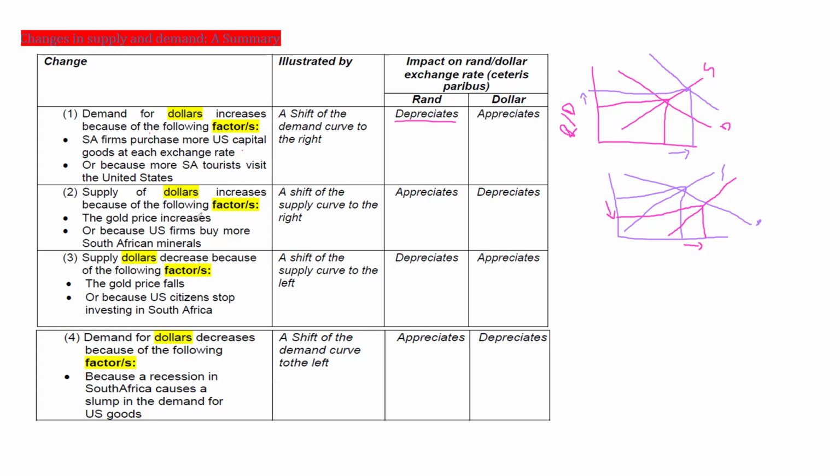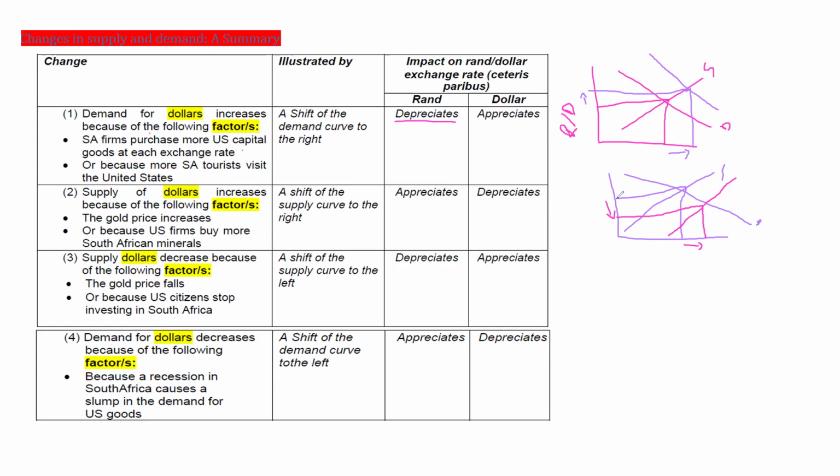And then all the firms in the US are buying our minerals. So if they are buying our minerals, they'll be supplying more of the dollars to buy our products. So you can see that the supply is going to increase and the quantity which is supplied of the dollar is going to increase. The supply is increasing, so it's going to go this side. Then the price is going to decrease, right? The quantity supplied is going to increase, and then the price is going to decrease, right?